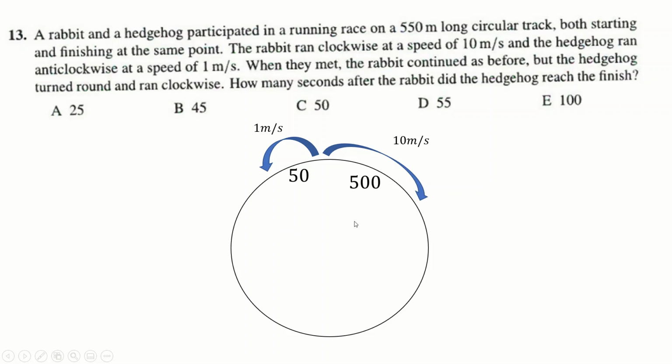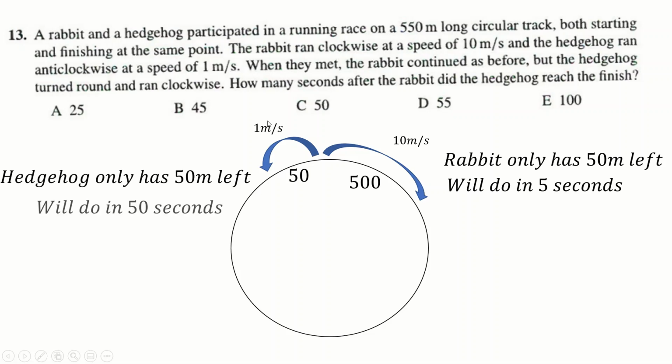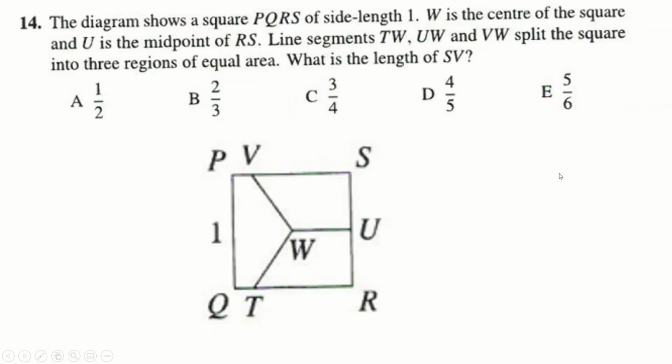Okay, good. So after that happens, the rabbit continues as before. So the rabbit has 50 meters to go, because that's just the distance the hedgehog went the other way. Now 50 meters is clearly going to take the rabbit 5 seconds, because it's 10 meters per second. The hedgehog also has 50 meters to go, because it turns and goes the other way, but it only goes 1 meter per second, so it does that in 50 seconds. And so it's going to finish 45 seconds after the rabbit. Difference between those two times.